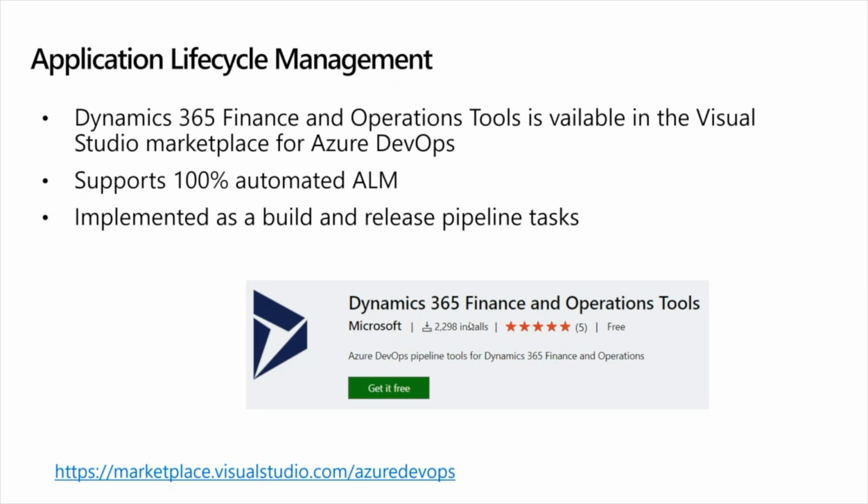create a deployable package, which can be put into the LCS shared asset library. And during the deploy phase, the deployable package can be installed on a sandbox or UAT environment, tested. Once its testing is complete, it can be marked as a release candidate and installed on production.